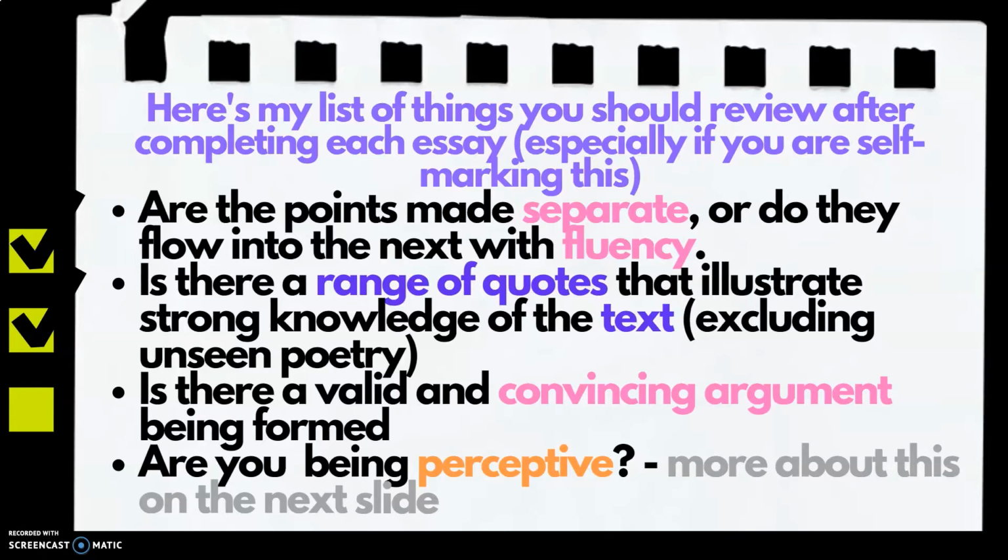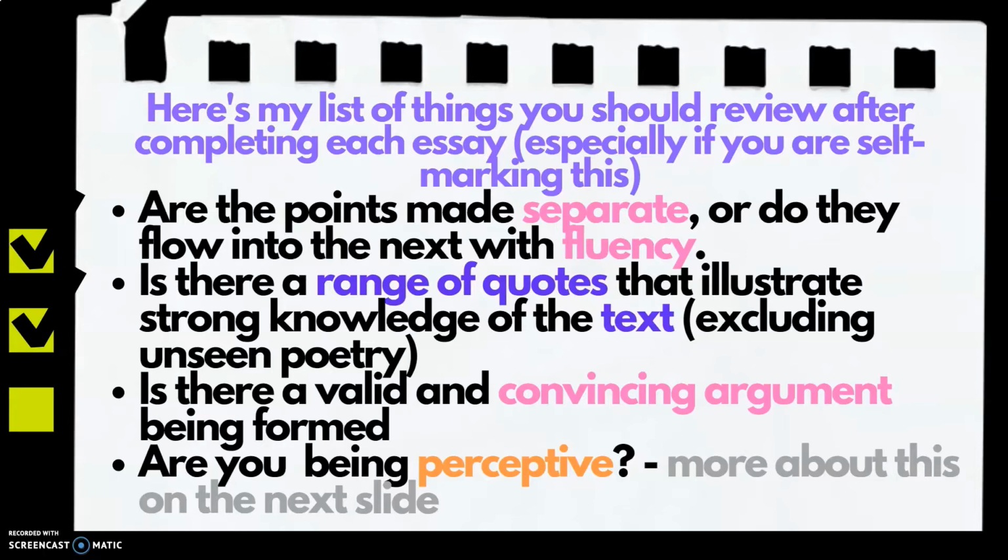This will help you learn and improve for next time, and it's especially useful if you are self-marking this. So firstly, are the points made separate or do they flow into the next with fluency? Is there a range of quotes that illustrate strong knowledge of the text, excluding unseen poetry, or is it very limited and memorized? Is there a valid and convincing argument being formed? So it may not be popular, but the way that you've structured it makes it convincing to the examiner. And are you being perceptive?